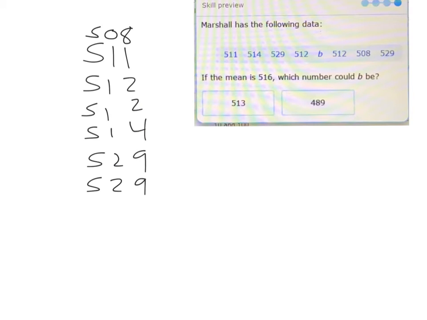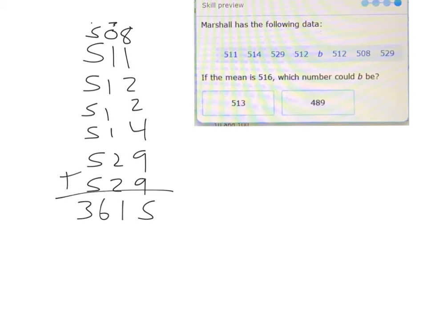So the last example in this video, I'd say, is the most challenging. It says Marshall has the following data. If the mean, remember the average, is 516, which number could b be? So I'm not entirely sure of a faster way to figure this out. My brain's saying, well, let's see what the average is, perhaps before we add in either of these numbers. This is quite low. So I'm thinking if the average of the numbers we already have is already around 516, then 513 would make the most sense. If our average here is really high, then this would help make it lower.